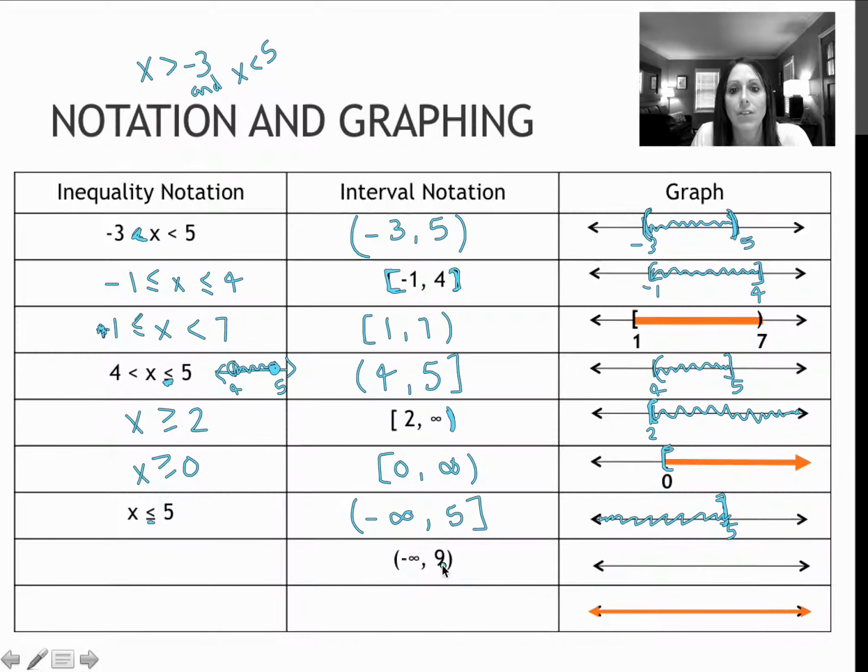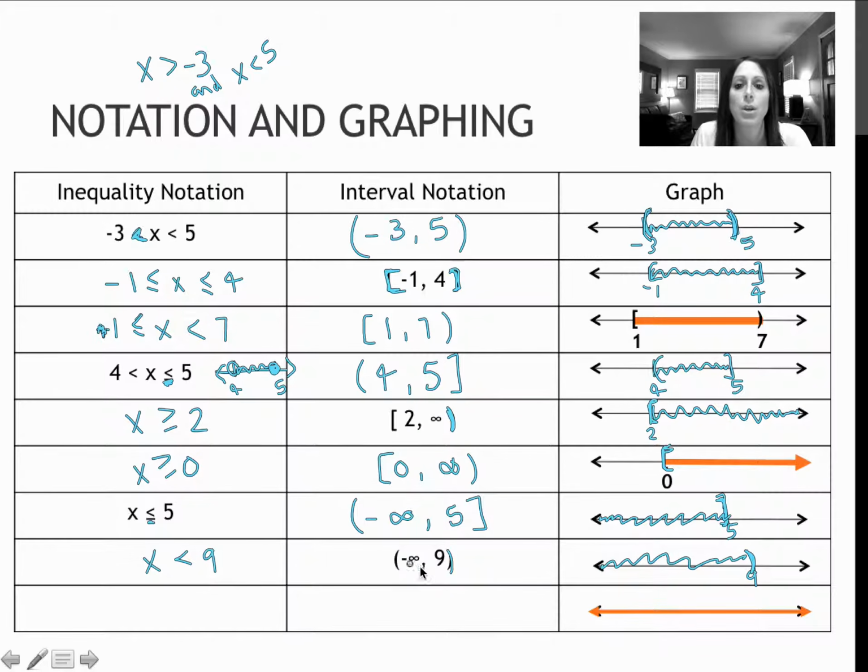Next one, negative infinity, comma 9, means forever in the negative direction all the way up to positive 9. This one is a parenthesis, so that's going to look like x is less than 9, not less than or equal to, because it's an open bracket.